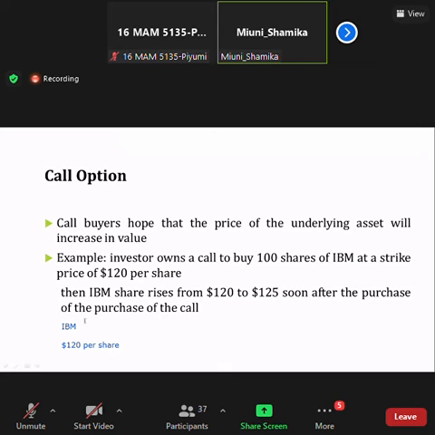Right? If I'm buying this option, the intention is to buy the shares through this option. The purpose of buying this option is to purchase shares through this option. So if I purchase shares through this option, I have to pay $120 per share. So why should I buy this? Because I expect the price will increase above 120.